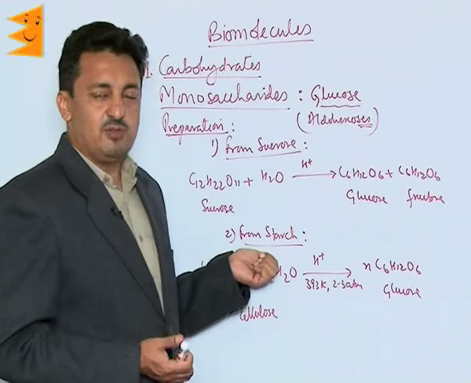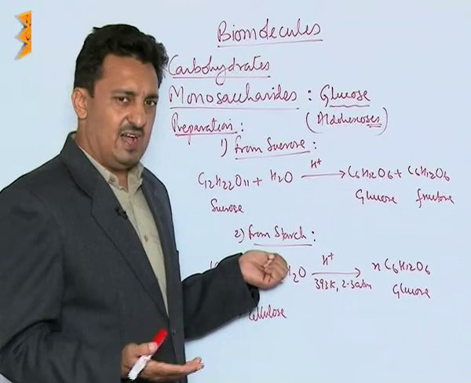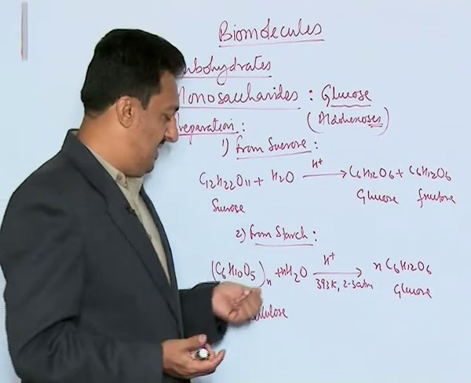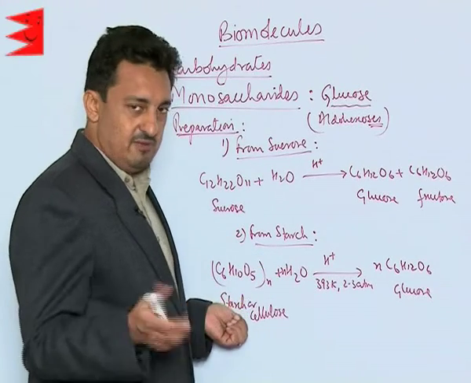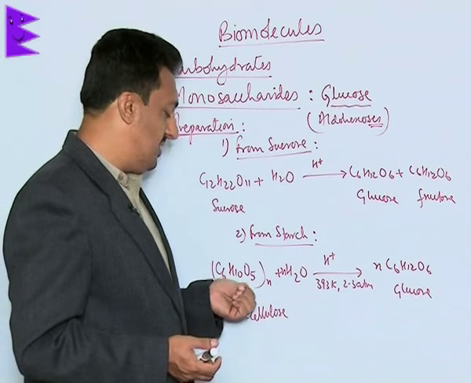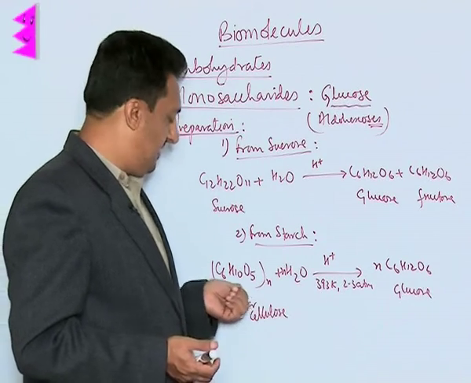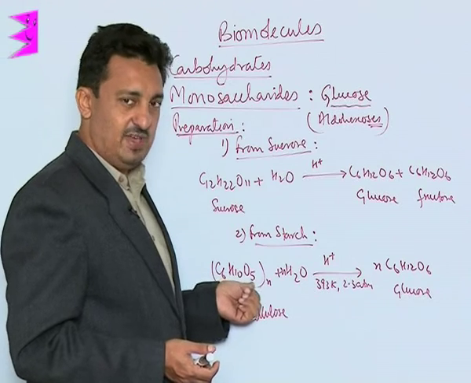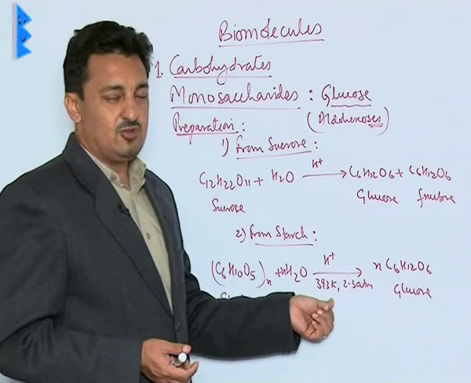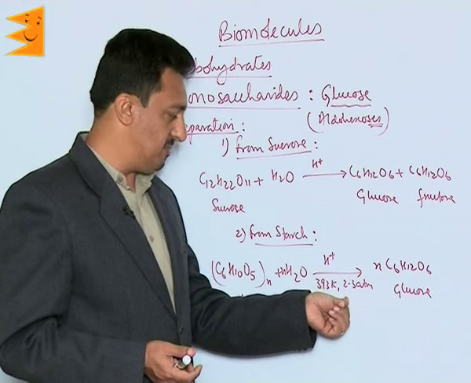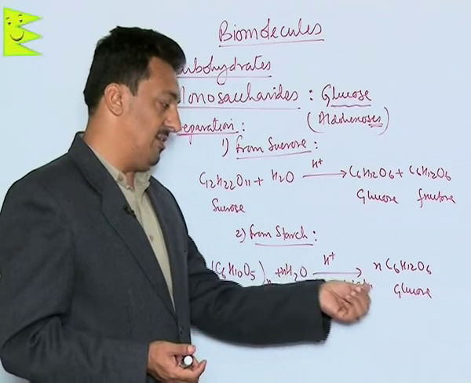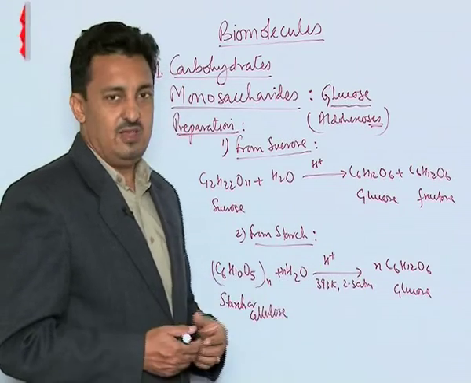Or it can be obtained from starch. We know starch is basically the polymer of glucose. Whether it is alpha or beta, we will be doing the details of it later on. So whether you take starch or cellulose, which are (C6H10O5)n, because these are polymeric compounds, on hydrolysis at around 20 degrees Celsius, 2 to 3 atmospheric pressure, in acidic medium in presence of sulfuric acid, they give glucose. So this is how it is obtained.